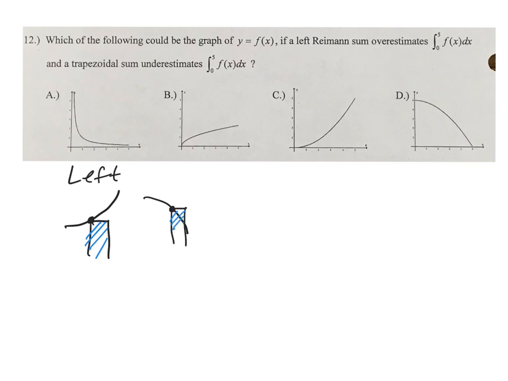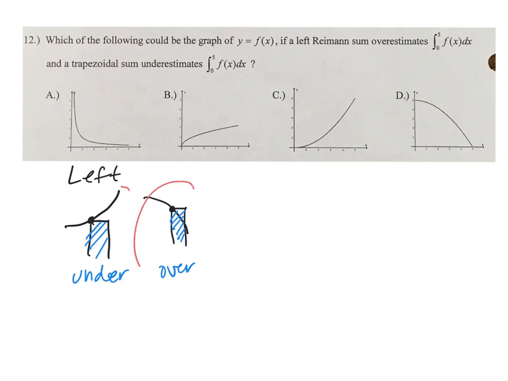So you can see here that in this increasing function, the left Riemann sum would be an underestimate, okay? And when the function is decreasing, we can see that that left Riemann sum is an overestimate. So what was this problem asking us for? It said the left Riemann sum is an overestimate. So we're looking for a function that is decreasing, an overestimate.